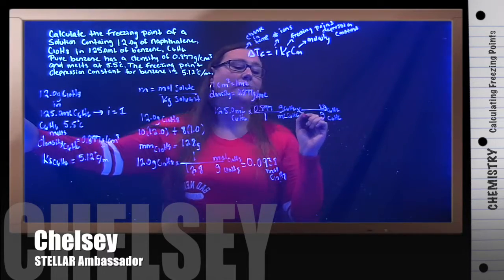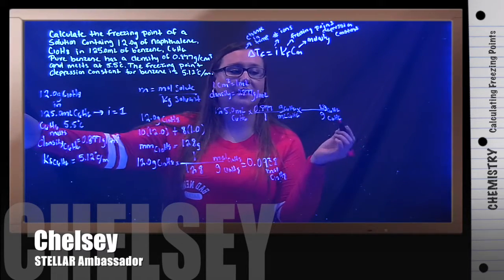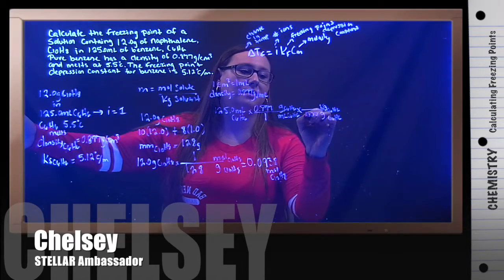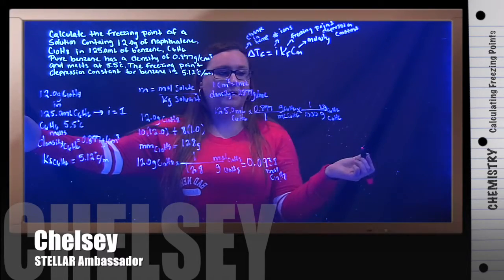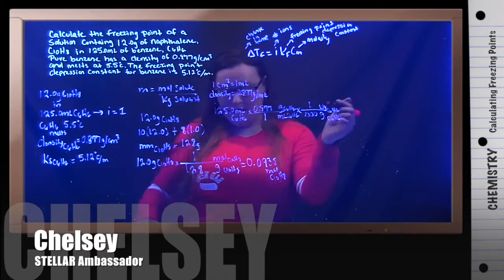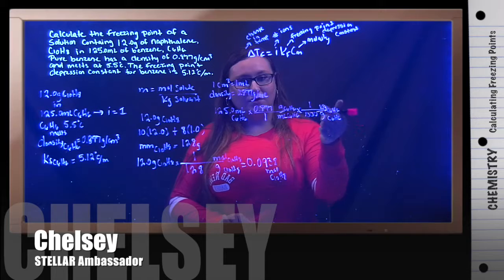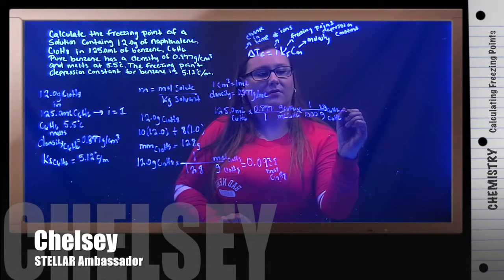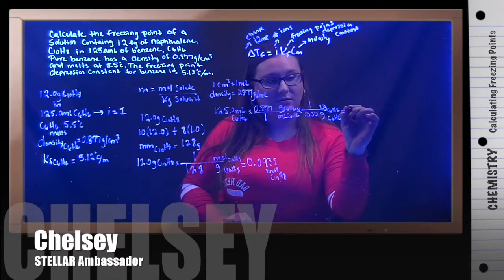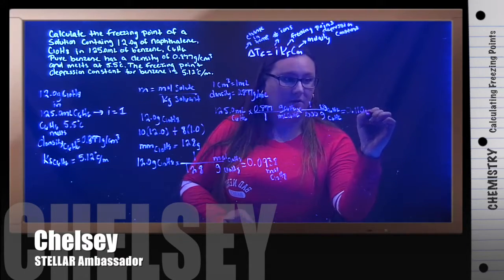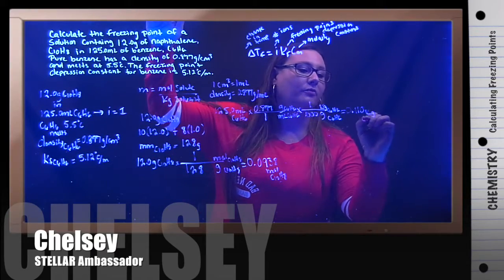Now, remember, grams is a smaller unit than kilograms, so there are 1,000 grams in 1 kilogram. So now our grams cancel out with our grams, and we'll be left with kilograms. So if you just go ahead and divide that number that you got before by 1,000, that'll give you your kilograms, which is equal to 0.110 kilograms of benzene.